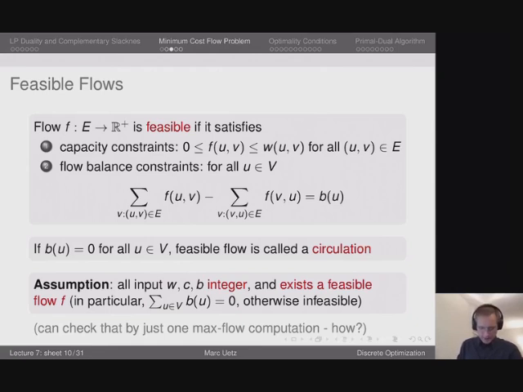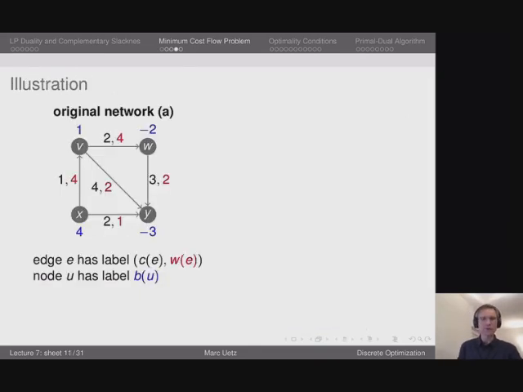And I claim that I can check the existence of a feasible flow, satisfying all the productions and all the consumptions, by just one maximum flow computation in an auxiliary network. And let me show you how. So that indeed this assumption can be made without loss of generality. Okay, so we look at this example here.